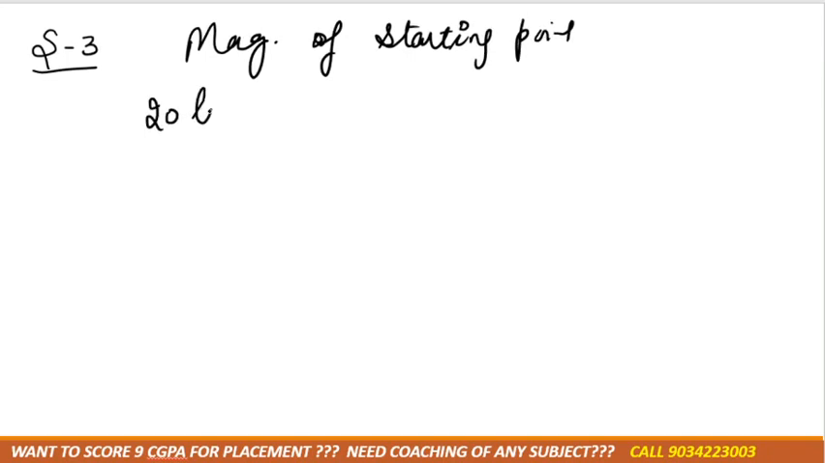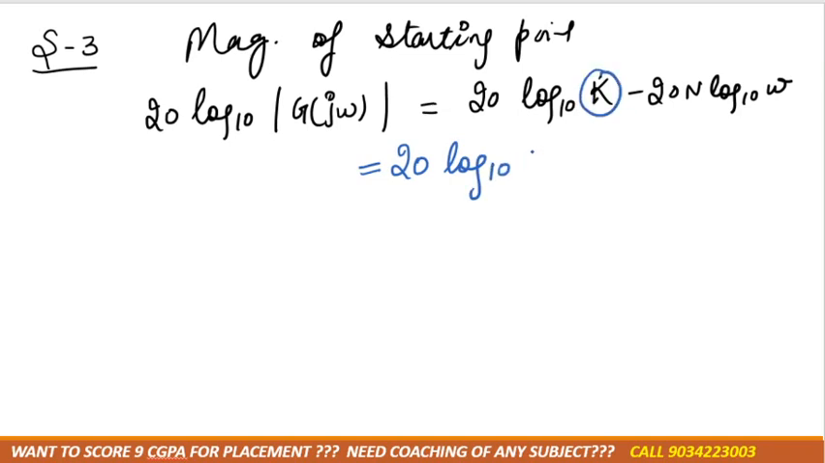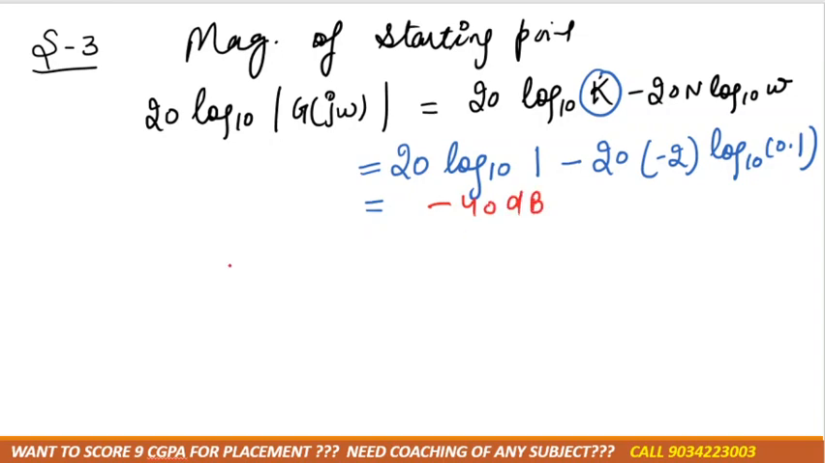Okay. Next, step number 3, we need to calculate the magnitude at the starting point, correct? So for that we have the formula: 20 log base 10 of |G(j omega)| is equal to 20 log base 10 K minus 20 n log base 10 omega, correct? So it is how much? 20 log base 10 K, where K is equal to 1, right? Minus 20 times n, which is minus 2, log base 10 omega, which is 0.1. Now solve it and then tell me the value. After solving it, we'll get minus 40 decibels, right?